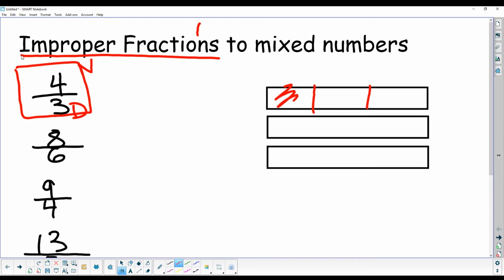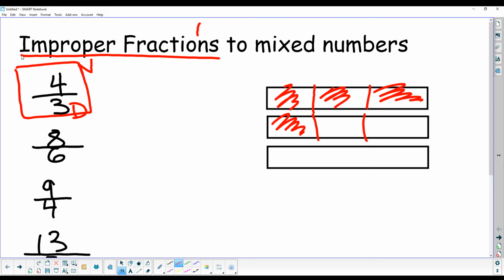So I have 1, 2, 3, 4 pieces that are each 1/3. It's called improper because it's more than 1. So it just looks funny.